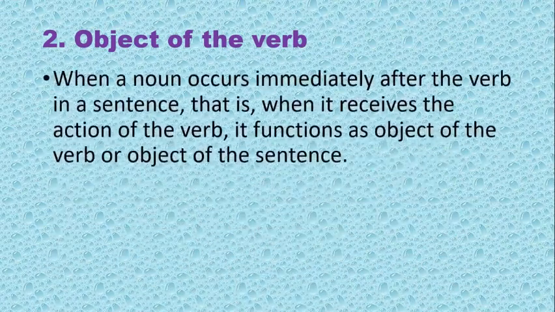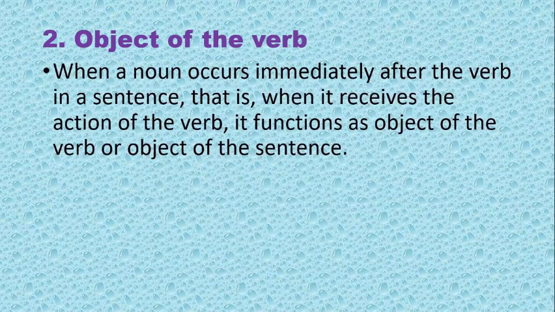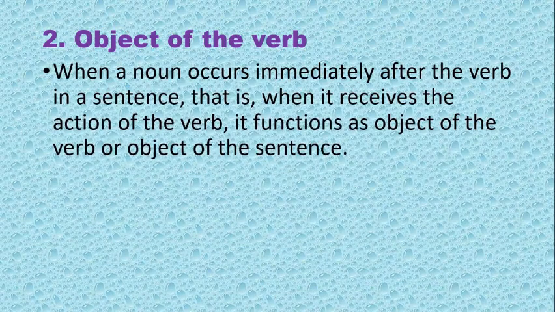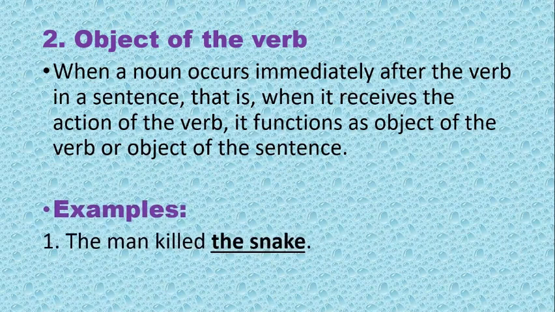Also, we have the second grammatical function of a noun, which is the object of the verb. When a noun occurs immediately after the verb in a sentence, that is, when it receives the action of the verb, it functions as object of the verb or object of the sentence. The noun comes immediately after the verb.